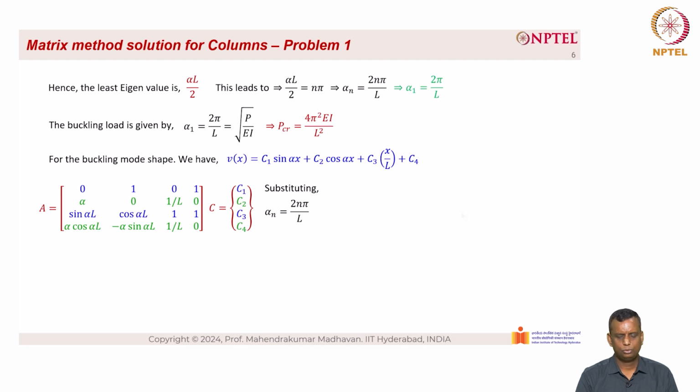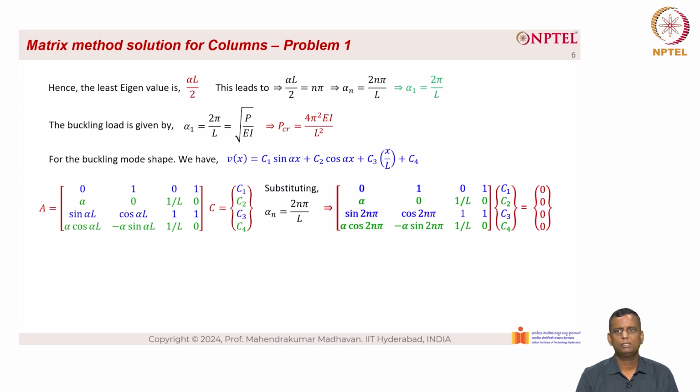Substituting alpha n equal to 2n pi by L, we have 0, 1, 0, 1, alpha 0, 1 by L 0, which is the same as the previous one. But here, instead of alpha L, we put 2n pi by L, which gives sin 2n pi, cos 2n pi, 1, 1. The last row is alpha cos 2n pi, minus alpha sin 2n pi, 1 by L 0, which can be further simplified as 0, 1, 0, 1, alpha 0, 1 by L 0, 0, 1, 1, 1, alpha 0, 1 by L 0. These are the 4 rows, and multiplying by C1, C2, C3, C4 is equal to 0, 0, 0, 0.